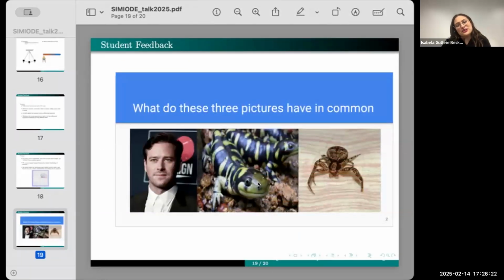cannibalism. It was, what do these three pictures have in common? That is Armie Hammer, that is a tiger salamander and a spider crab, I believe, or crab spider. And those three pictures have in common cannibalism. So I really like them because you get to have your personality involved. You're not just sitting in the room for the 2 hours you're taking your exam, and you get to see the applications of math in real life. So that is what I have to say.